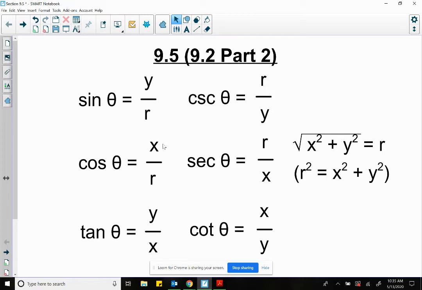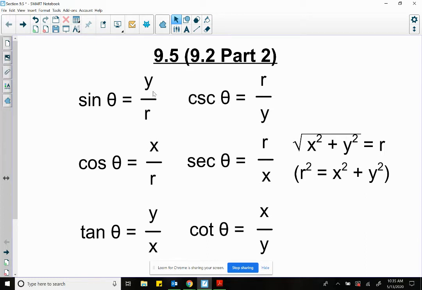Okay? So y over r is still sine. Sine is still about y. Cosine is still about x. It's just over r. Okay? Tangent, this is the same exact formula. Y over x. And then over here, you got the other three.